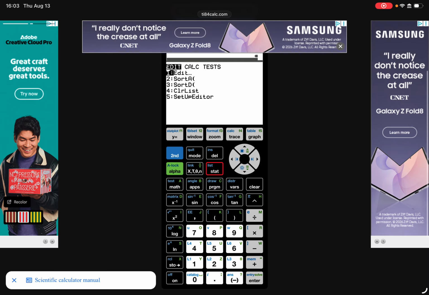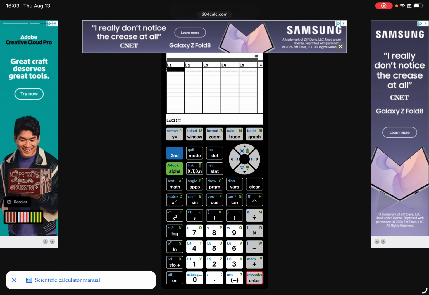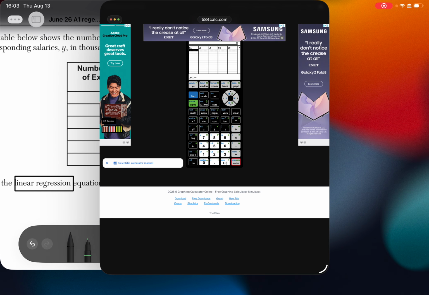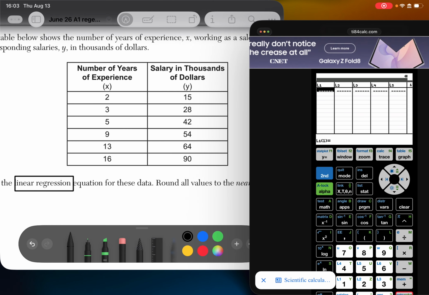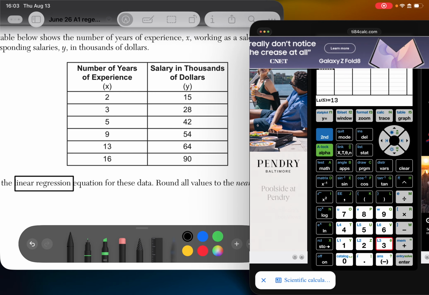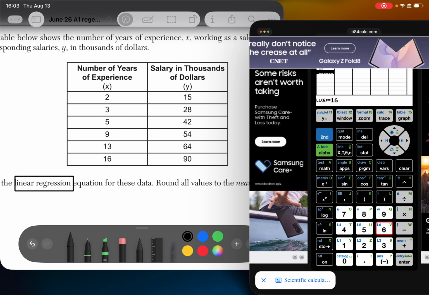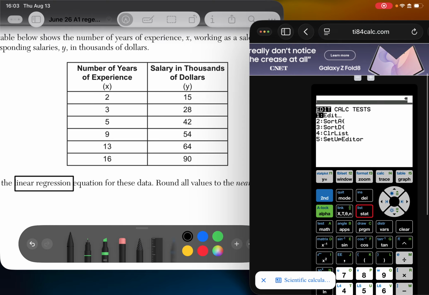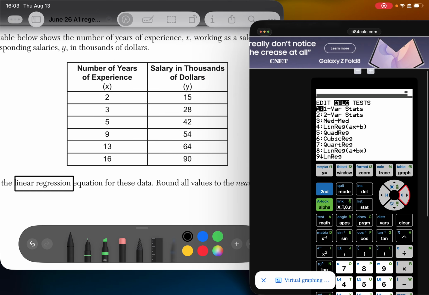Once you're in stat, we just want to be in 1, so you're going to hit enter, and we're going to put in our values from our table that we had. So our first value is 2, then 3, 5, 9, 13, 16, and then we're going to go over to the other side. Oops, did not mean to do that.